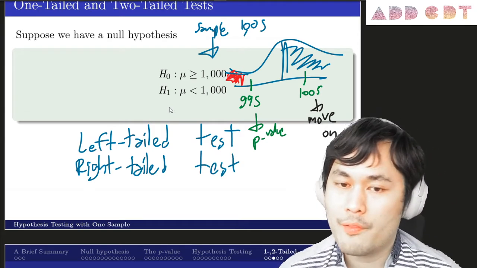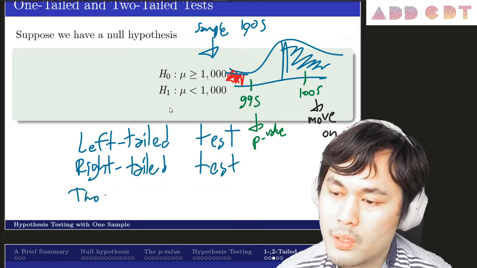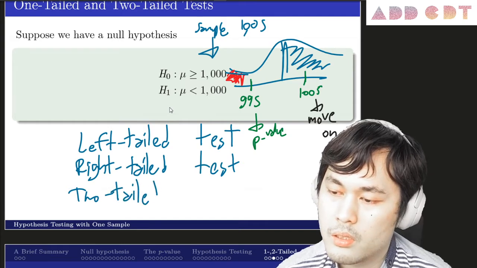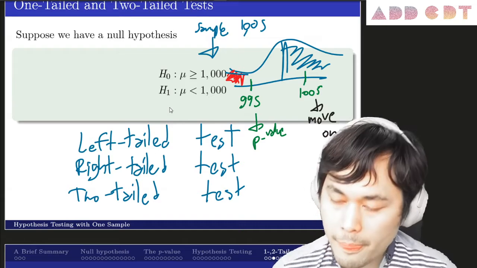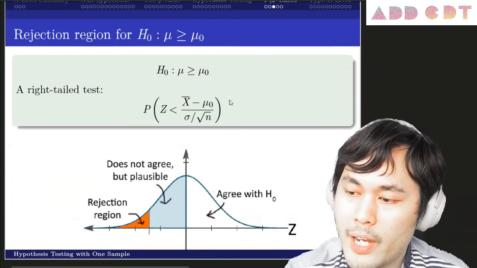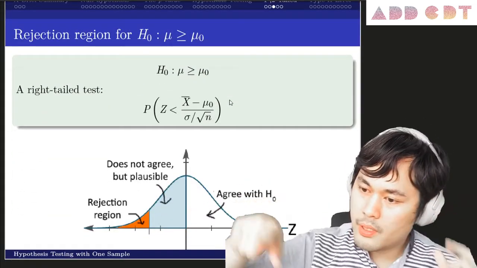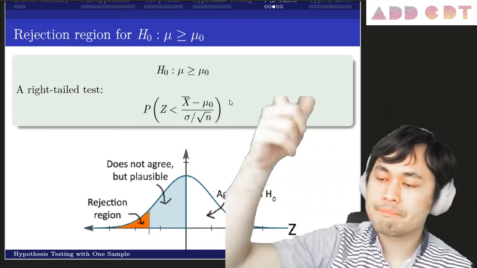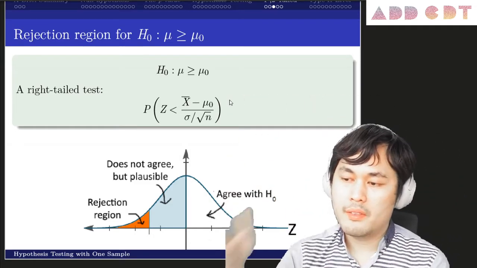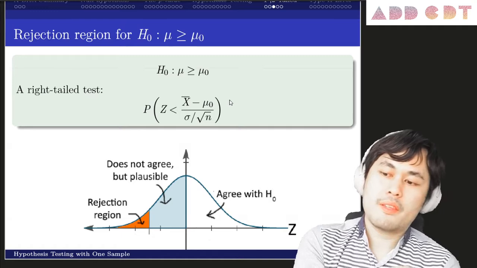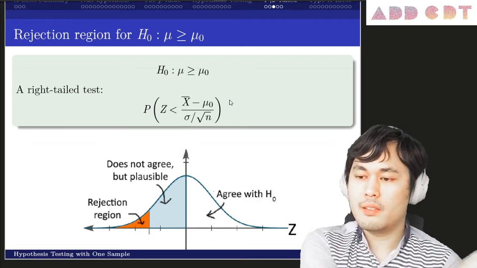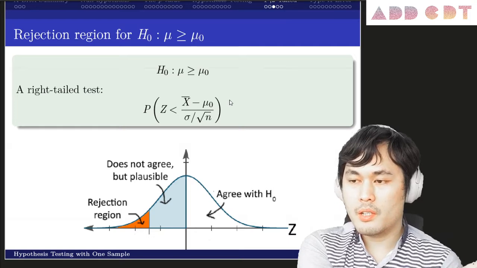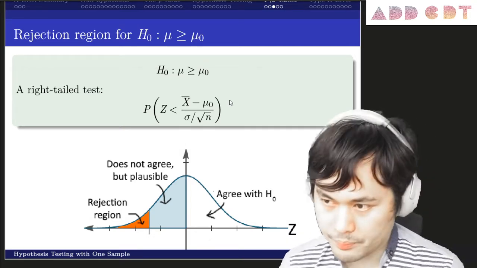And if we have left, we have right, we also have two-tail, meaning they are both sides. For the right one, this is the same image that we had before. We have three areas. This part agrees, this part does not agree, but still possible. And the part on the left is the place where we reject.